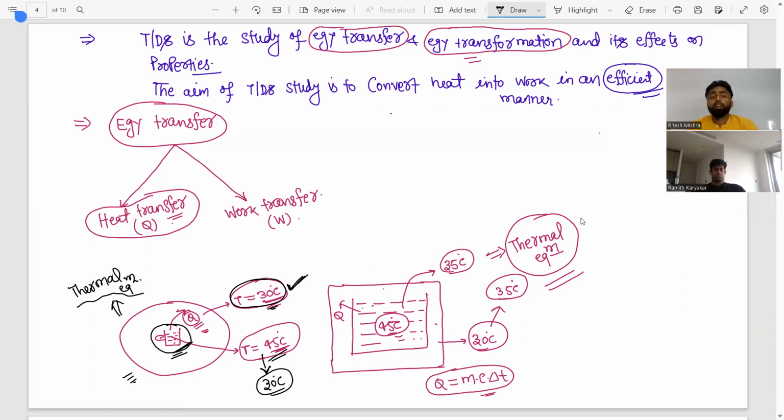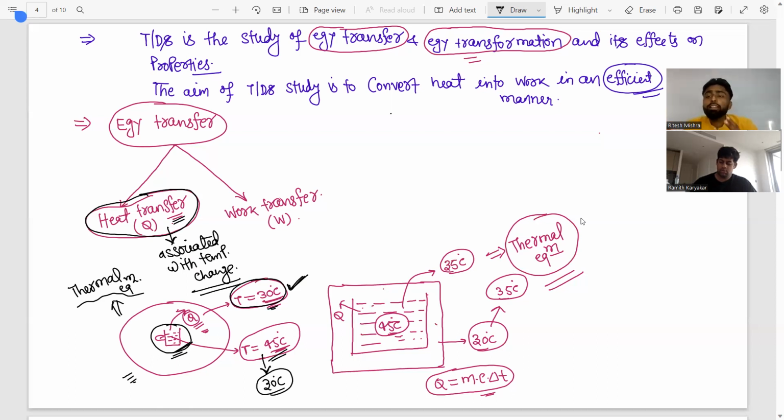So, my dear, what is the conclusion from these two figures? The conclusion is that heat transfer occurs due to temperature difference. It is associated with temperature change.